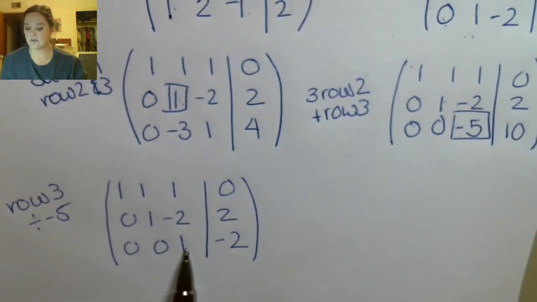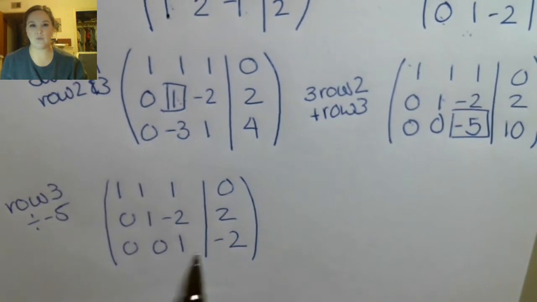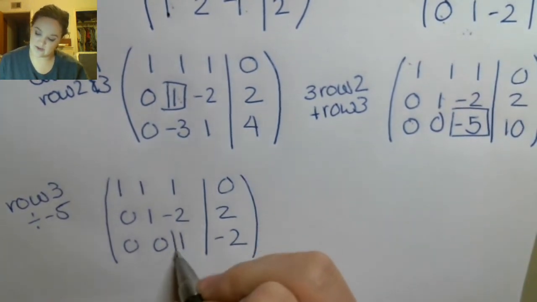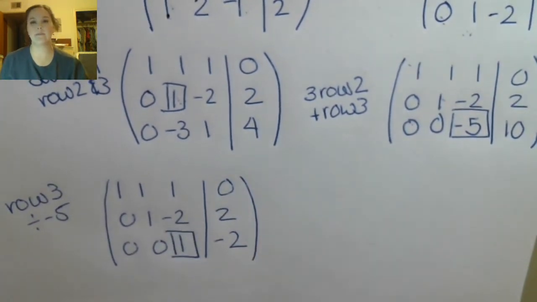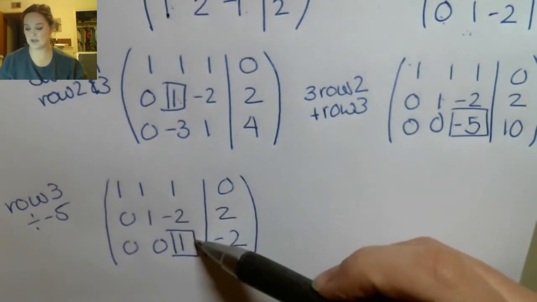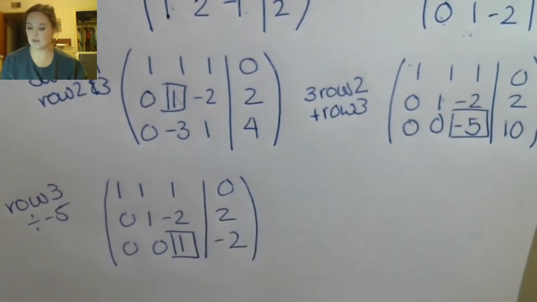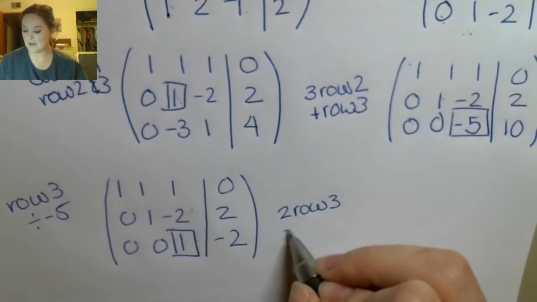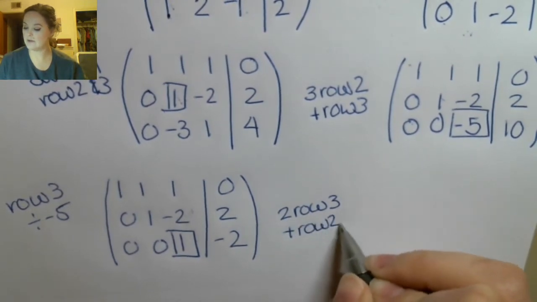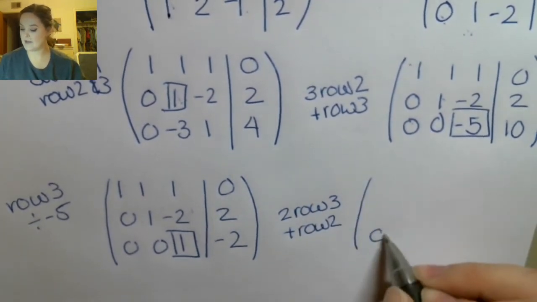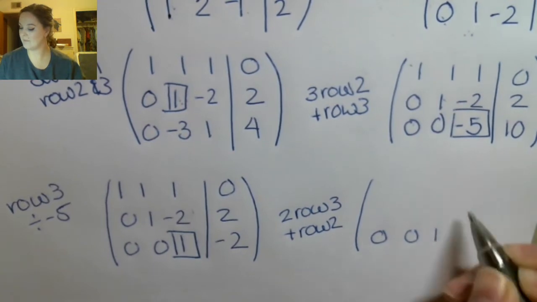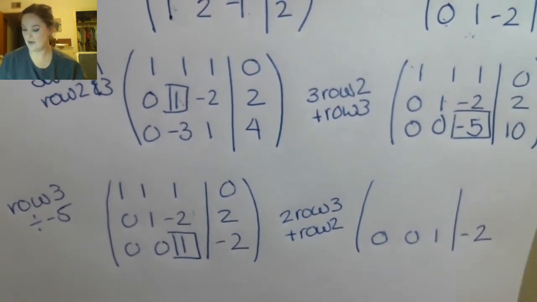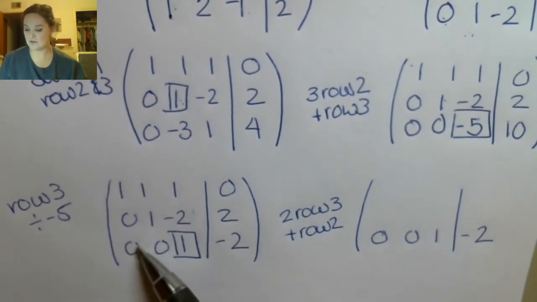Then stage 2, you move back across from right to left. So we're still focused on this position, and we're going to use this position to eliminate above. First we're going to eliminate here. So I'm going to do 2 times row 3, and add it to row 2. So my last row is the same. And then I'm going to do 2 times this row and add it.